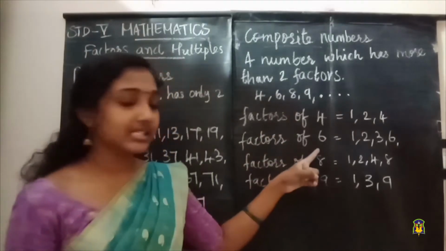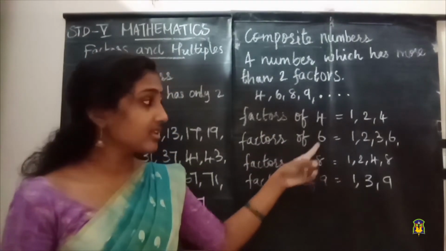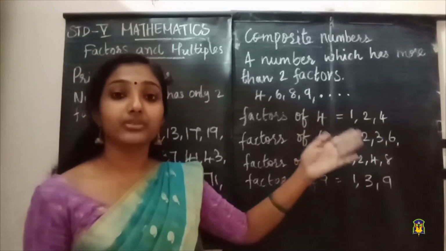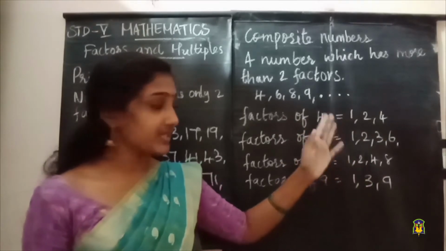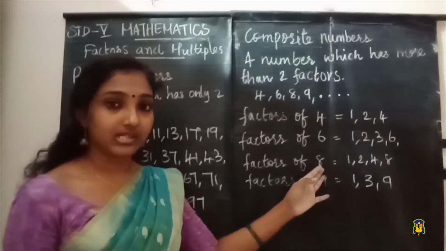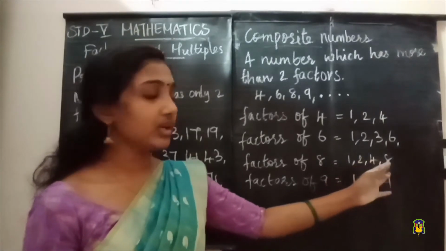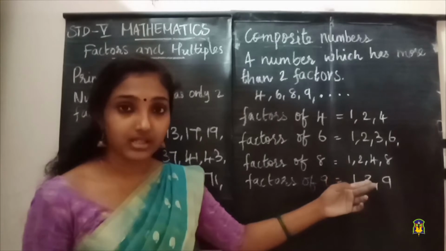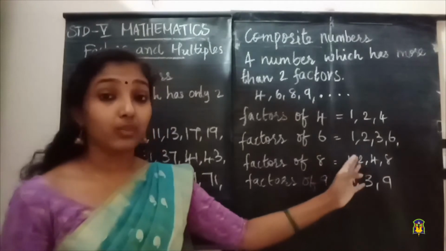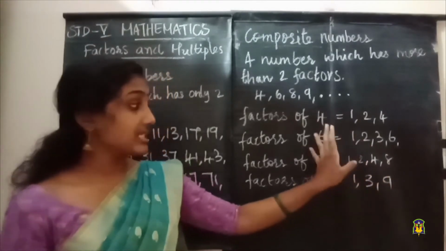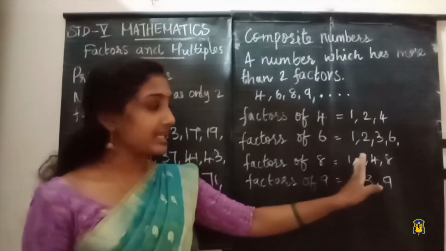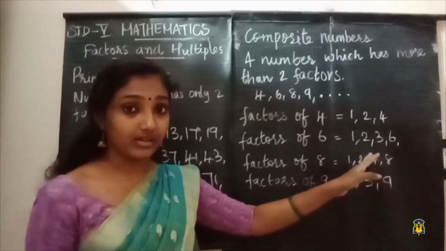The next is 6. Which are the factors of 6? 1, 2, 3 and 6. 1 into 6 equals 6, and 2 into 3 equals 6. And also the case of 8: the factors of 8 are 1, 2, 4 and 8. 1 into 8 gives 8, and 2 into 4 gives 8. So 6 and 8 each have 4 factors. That means more than 2 factors are there.